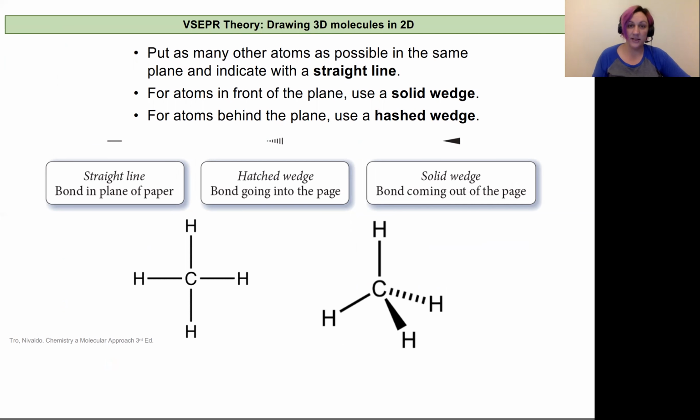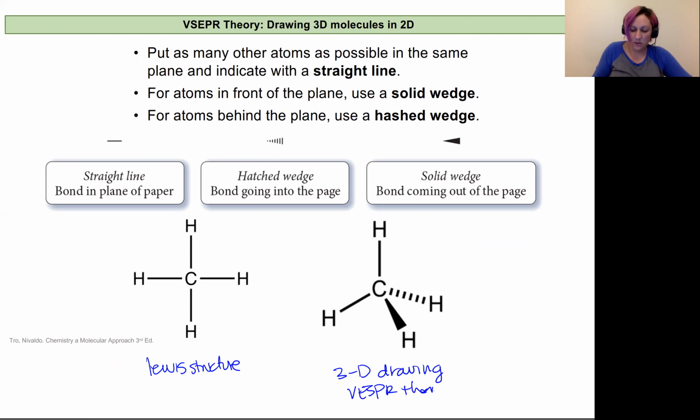So here is another example, CH4, and this right here is my Lewis structure. And this is my 3D picture based on VSEPR theory. What I do is I need to convey my bond angle is about 109.5. So I'm trying to replicate this picture on a 2-dimensional piece of paper, which is tricky. So we use wedges, dashes, and straight lines to communicate which plane we're talking about. Our straight lines are always going to be in the plane of the paper.